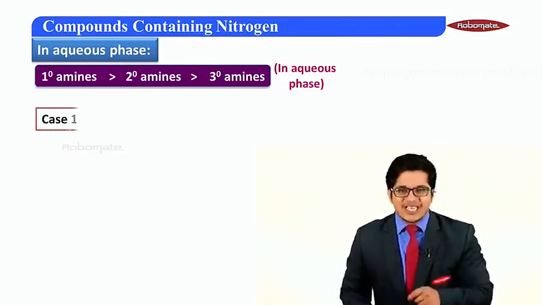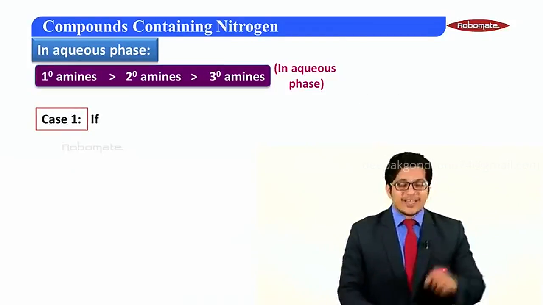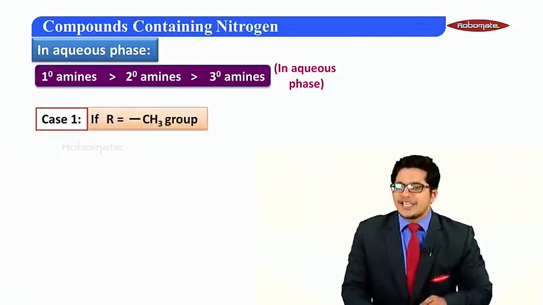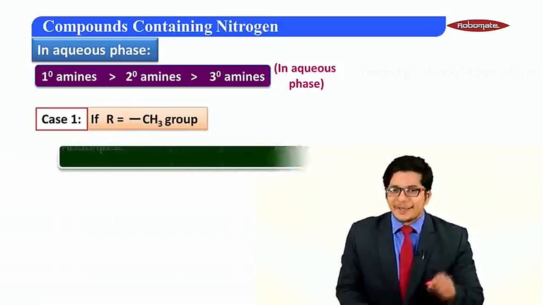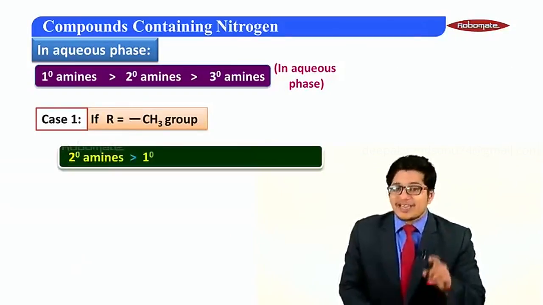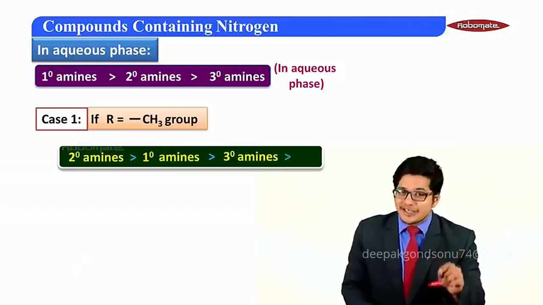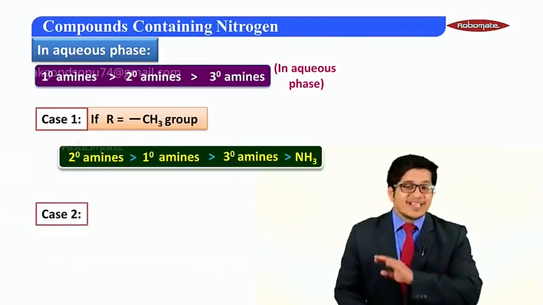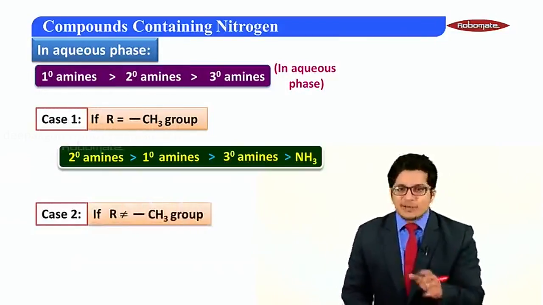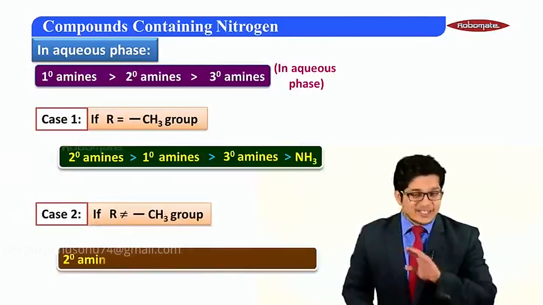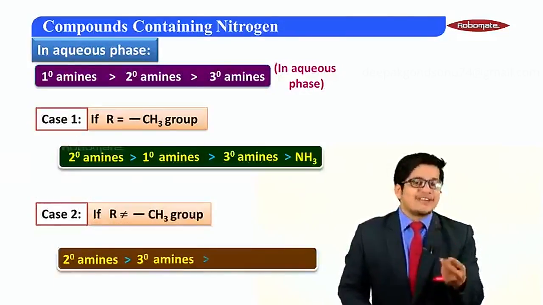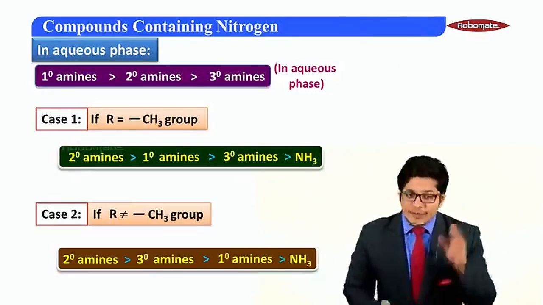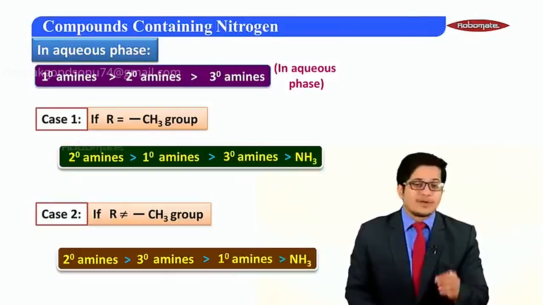So let's take case 1, wherein R is equal to CH3, that is, all the R's are CH3. Then the basicity order is secondary greater than primary greater than tertiary, and that would be greater than ammonia. But if R is not equal to CH3, then this is not followed. The order followed is secondary greater than tertiary greater than primary greater than ammonia. So this is a very, very important point you need to remember, students.